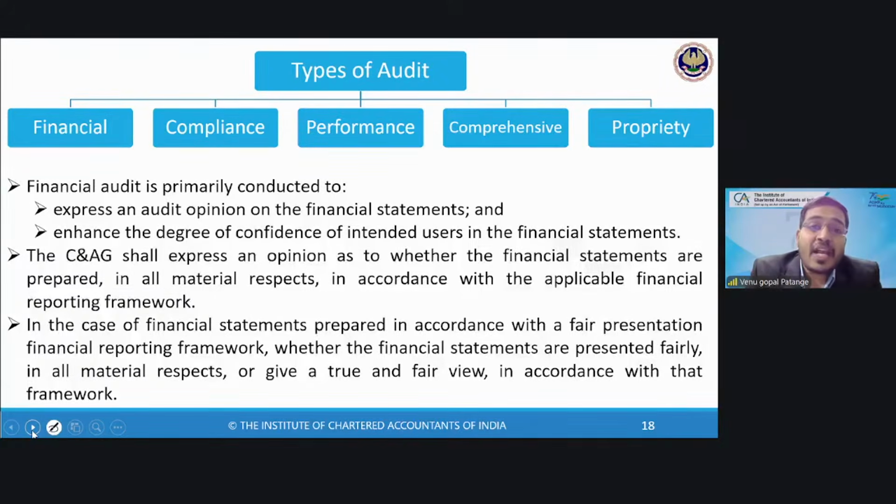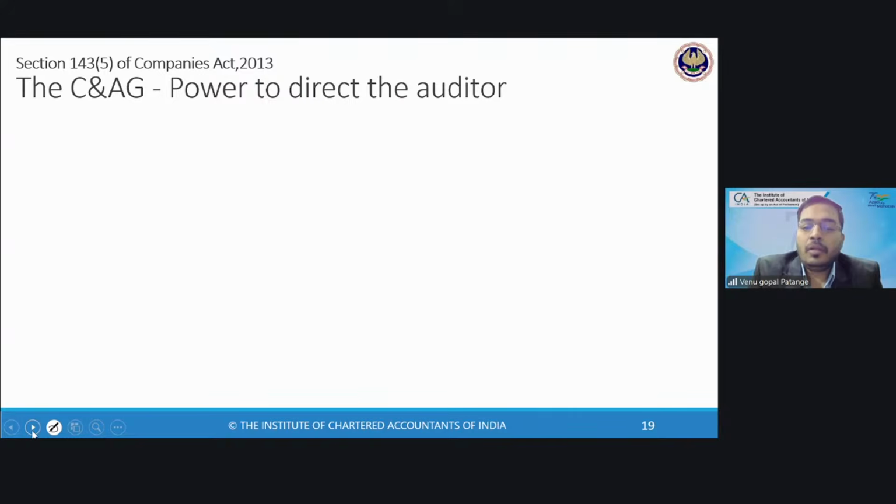So here you need to understand, they are talking about audits of departments, right? Audit of departments is directly done by IAAD, directly done by C&AG, not by an independent chartered accountant firm, right? Similarly, you have true and fair view. So financial statement is straightforward. You know the elements behind financial audit. We'll move to compliance audit. Sorry, before moving to compliance audit, we'll see what is the C&AG power to direct the auditor.